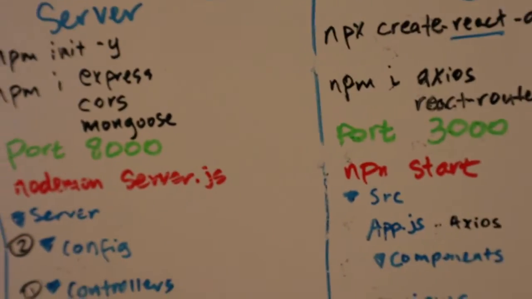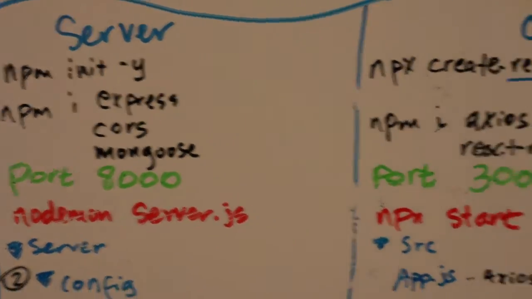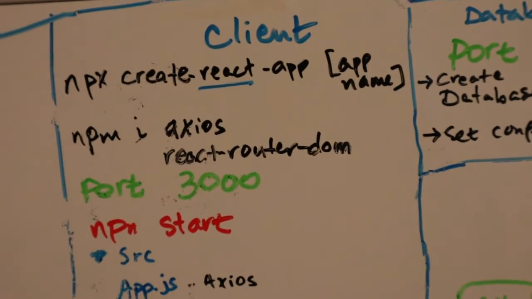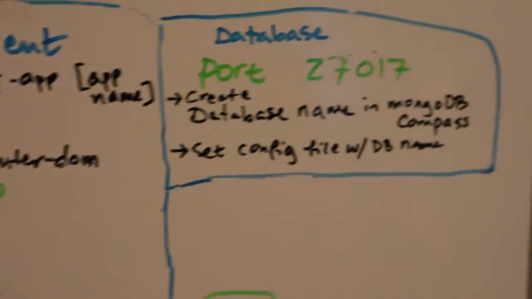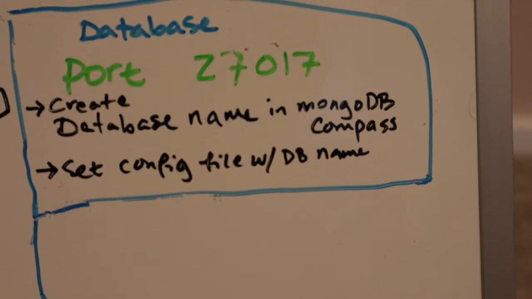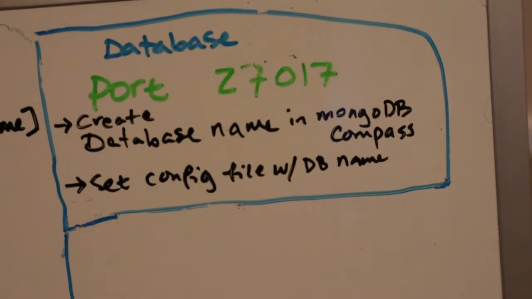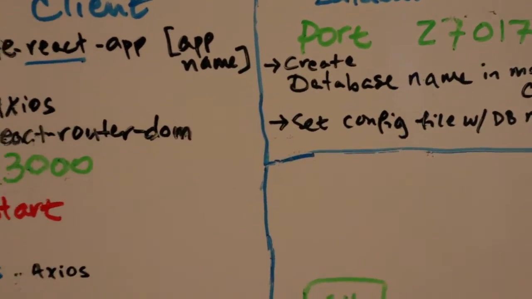Okay, so the ports for the server will be port 8000. That's the default port. For the client, it'll be 3000. For the database, if you're using MongoDB, it'll be 27017. At least it was the case for my machine.